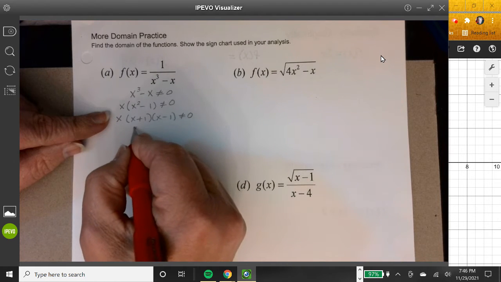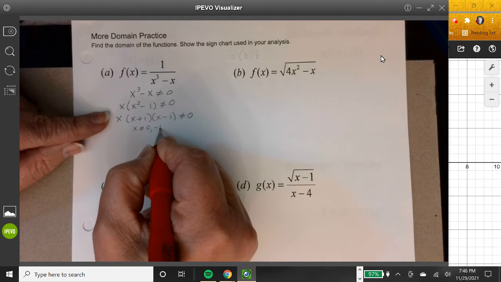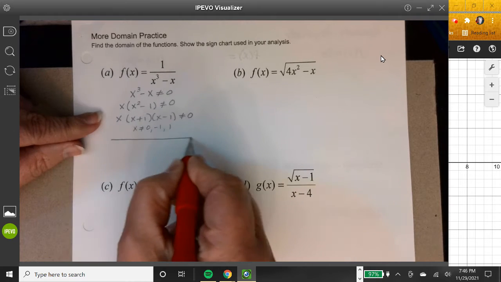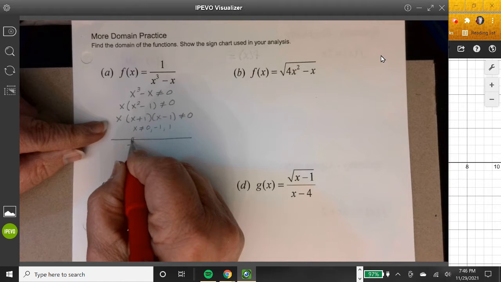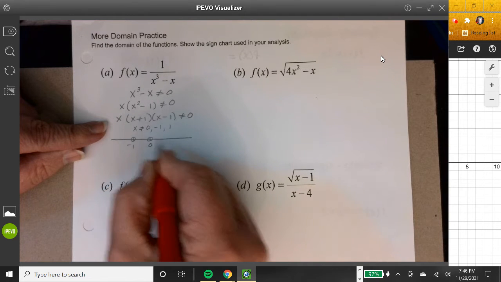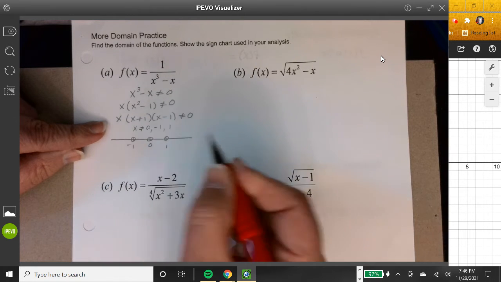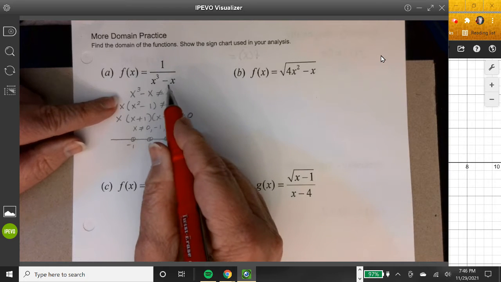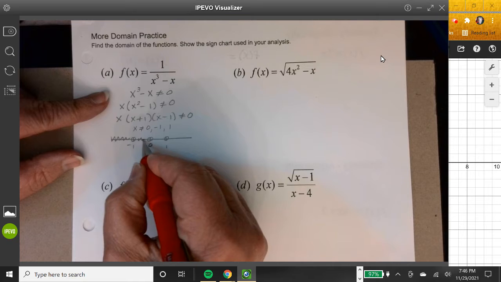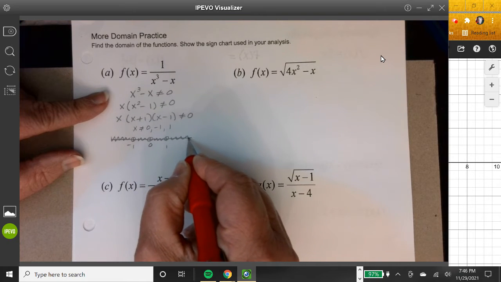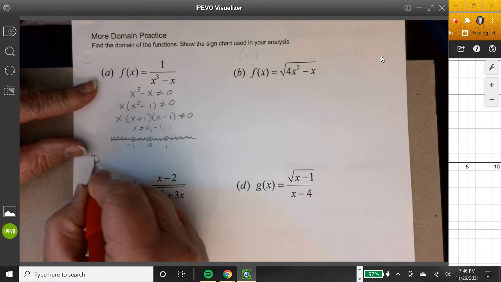So what are the zeros here? x can't be 0, -1, or 1. So I'm going to do a number line here because it's a not equals. I'm going to put -1, 0, and 1. Now x can be anything else and not be 0. So on my number line, this is going to be my domain. It's pretty complicated, but it's not hard once you read it off the number line.